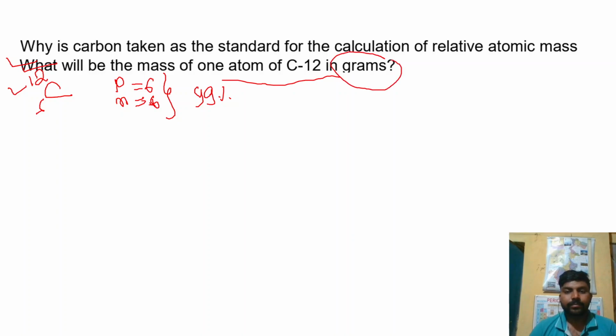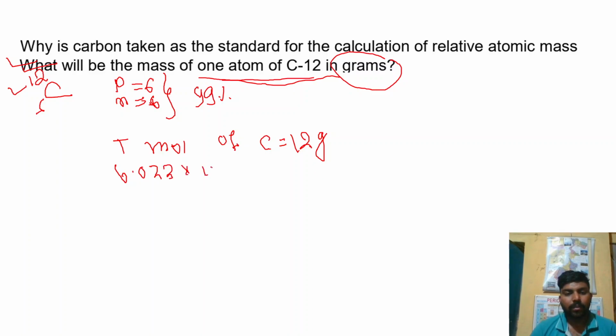So we know that 1 AMU equals 1.66 into 10 to the power minus 24 gram. Now, what will be the mass of one atom of carbon-12 in grams? One mole of carbon has a mass of 12 gram, we know about this one. And in 1 mole, how many atoms are there? We know very well, that is the Avogadro number of atoms, 6.022 into 10 to the power 23.